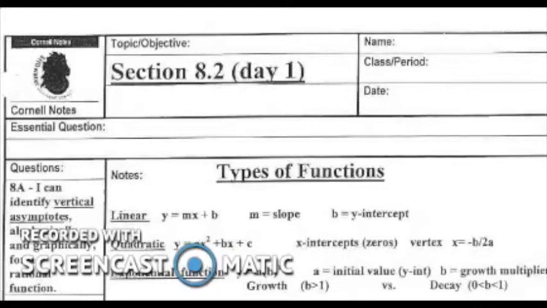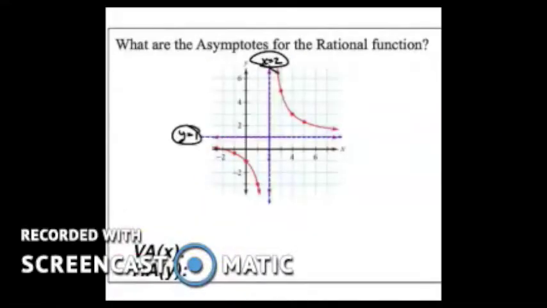Hello, today we are going to briefly talk about the first part of the 8.2 packet. We are going to skip to more day 2 stuff, talking about vertical and horizontal asymptotes. We've used asymptotes before. Let's review what they are. Asymptotes are those lines that the graph never crosses or is never equal to.